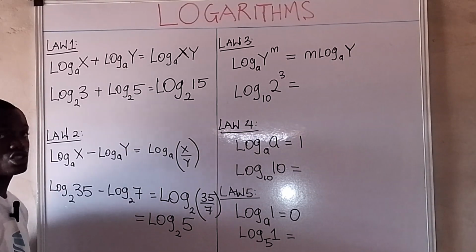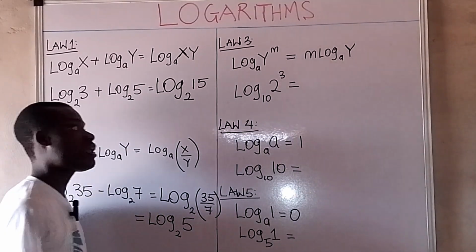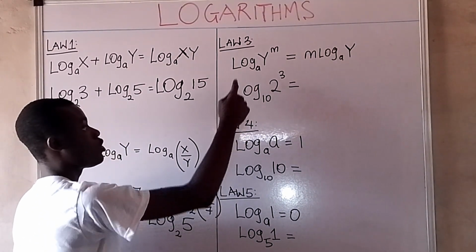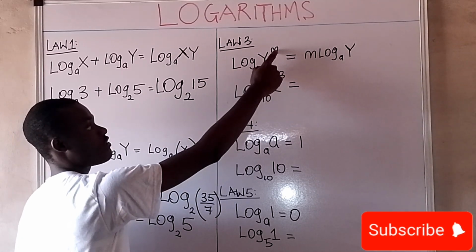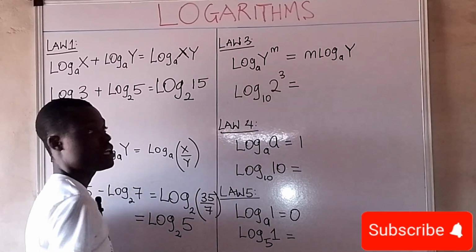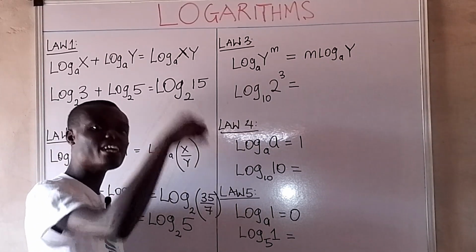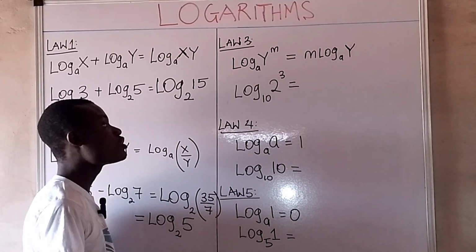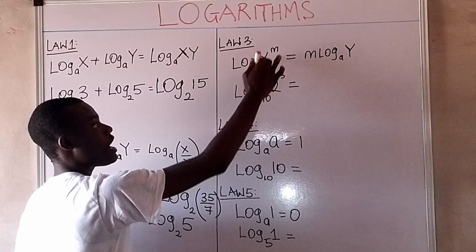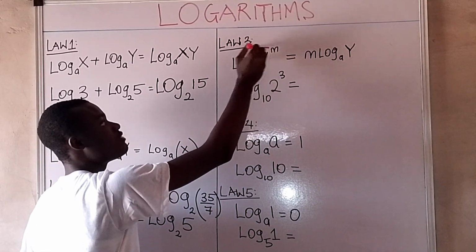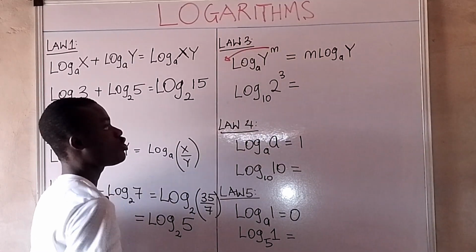Now coming over to law 3. Law 3 is a very crucial law. Now in this case, we have log y raised to the power of m to the base of a. What is so special about this log? Now you have a number, the number is raised to a power. Now how are we going to do this? When you have a number raised to another power, you simply move that power to the front of the log.